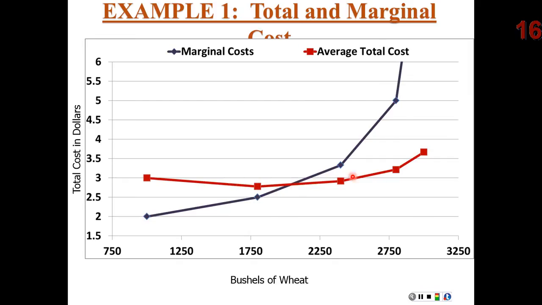You can't really see it there, but if we zoomed in, what shape decreases, has a minimum, and then increases? Well, that would be a U shape, wouldn't it? Which is kind of what our average total cost curve looks like.